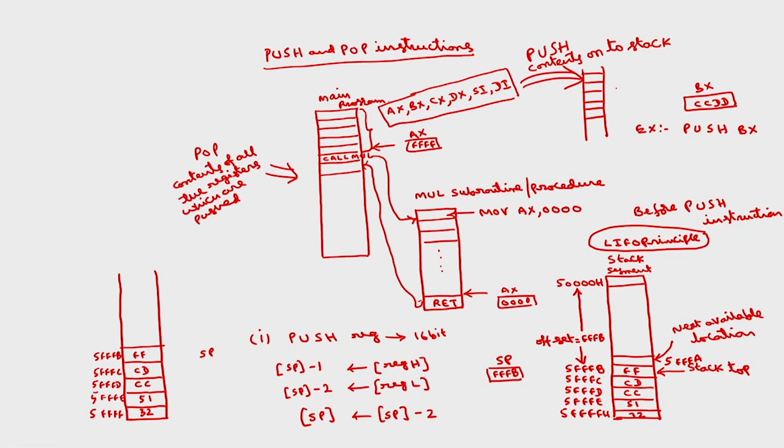Now what happens is push B. Right after this push instruction, the starting of this one will be somewhere here. This is the stack segment. So the initial address is 50,000H. After the push instruction, what will be the status?